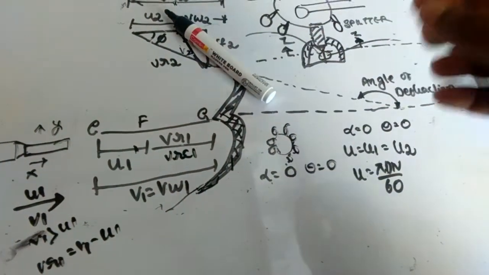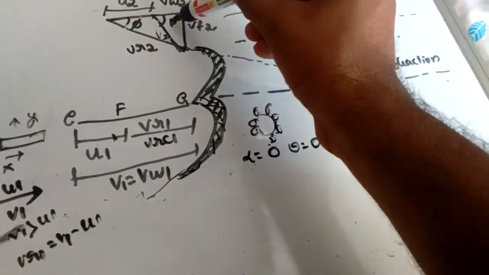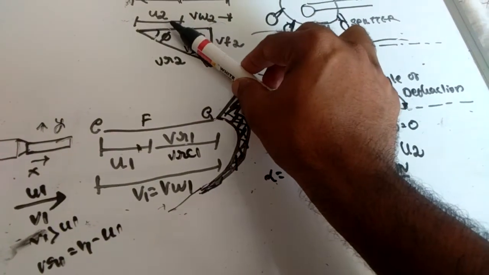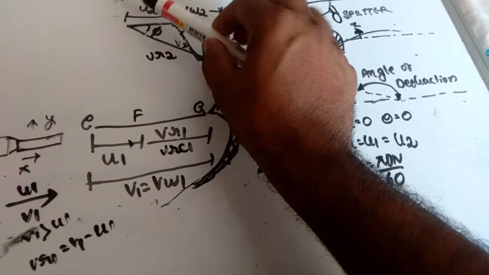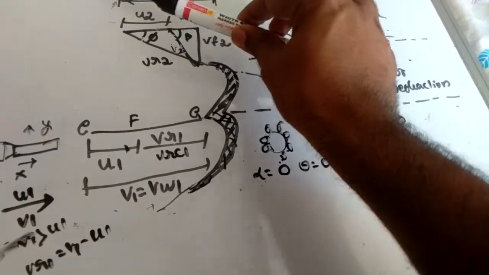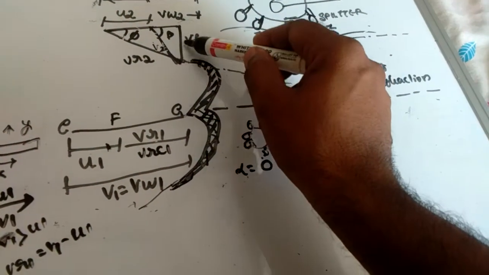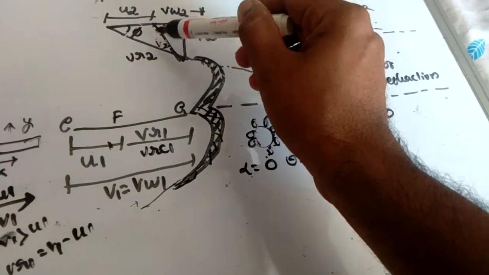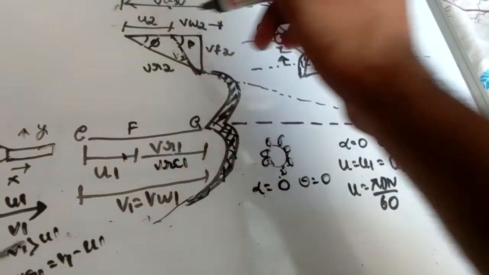Absolute velocity means its own velocity. So it comes out and makes an angle, that is beta. Here there are two components: V2 has components VF2 and VW2, and VR2 has components VF2 and VW2 as well. VF2 and VW2 are components of V2, and VR2's components are also VF2 and VW2.